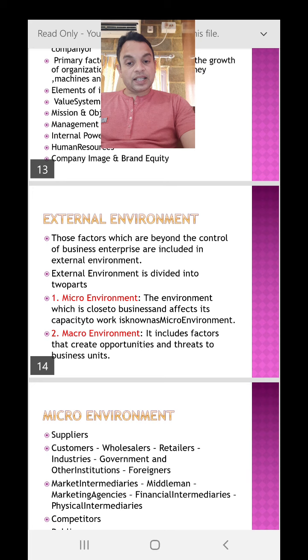But in external environment there are two categories, micro environment and macro environment. When you do business, these two environments will play a crucial role. Micro environment means it is one to one, and macro environment means the situation. Micro environment still you can influence, you can hold a neck on them, but in macro you have to adopt the changes. We'll go in detail.